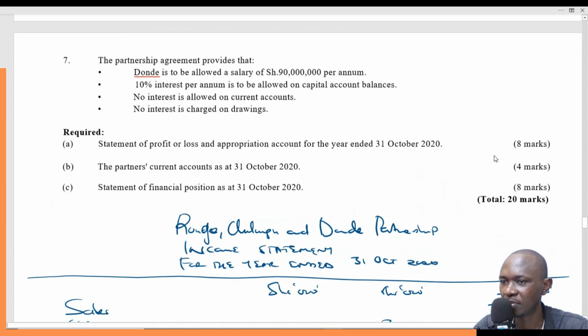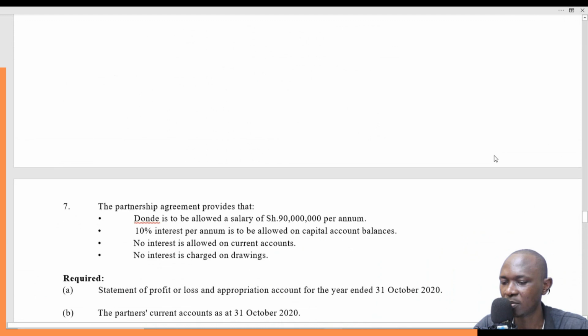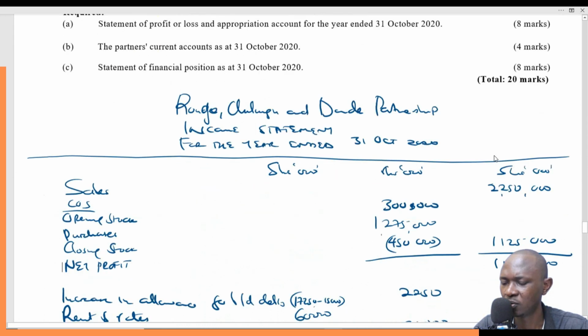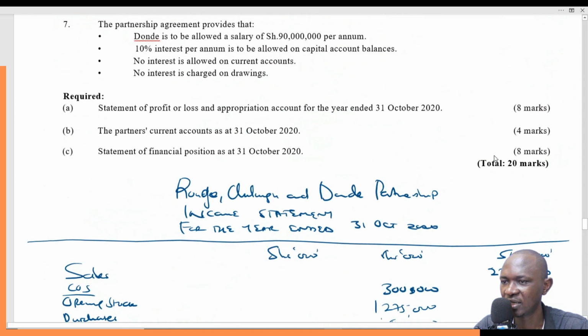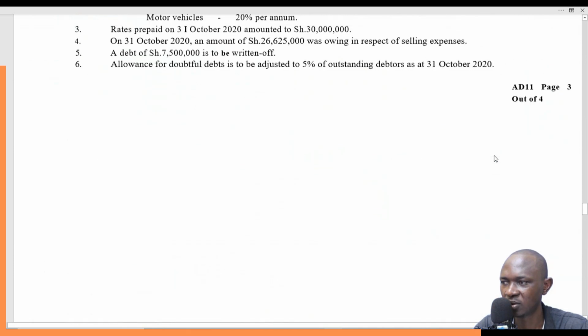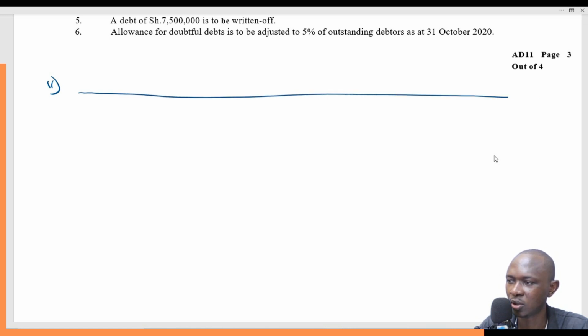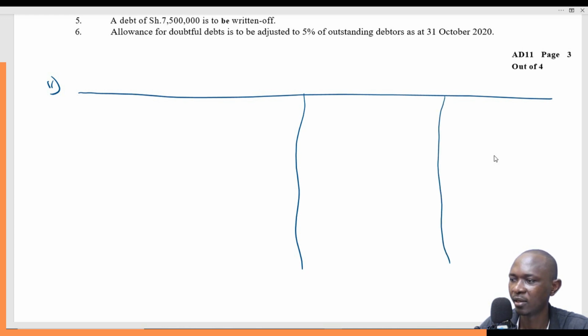Now we go to the second part of the question, where we are supposed to come up with the partners' current accounts as at 31st October 2020. Allow me to do it here. So this will be our number 2, partners' current account. How many partners do we have? We have 3 partners, so our columns have to be 3.